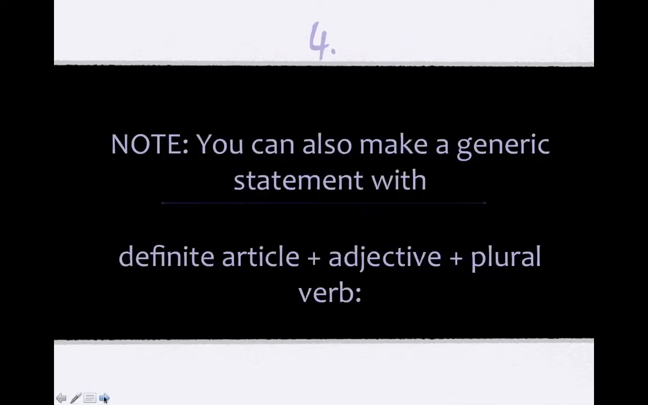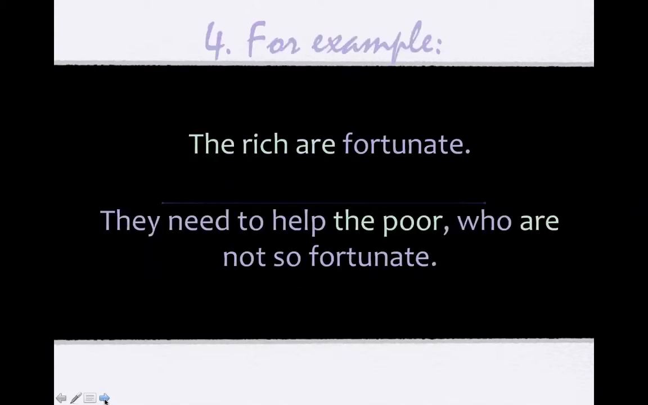Okay. You can also make a generic statement with the definite article and then an adjective and a plural verb. This is kind of a formal way to say something, but you will hear it or read it more likely. If I say, the rich are fortunate. They need to help the poor who are not so fortunate. Here you've got the, definite article, adjective, plural noun.